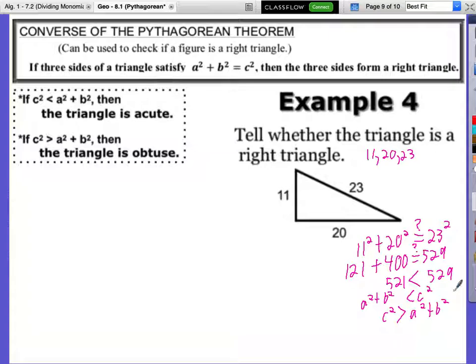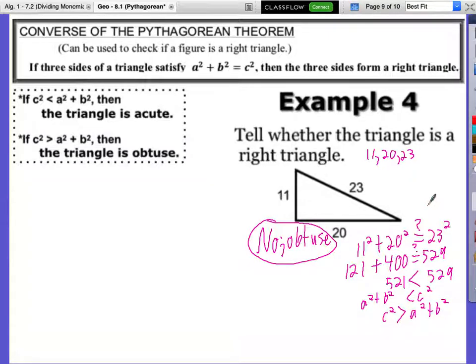So, is this a right triangle? No, but what kind is it? Obtuse. So if you were asked to tell what kind of triangle this is, you would say it's obtuse. Okay? So if your longest side squared is greater than the others, it's going to be obtuse. If your longest side squared is smaller, then it's going to be acute. We'll practice this a few more times.